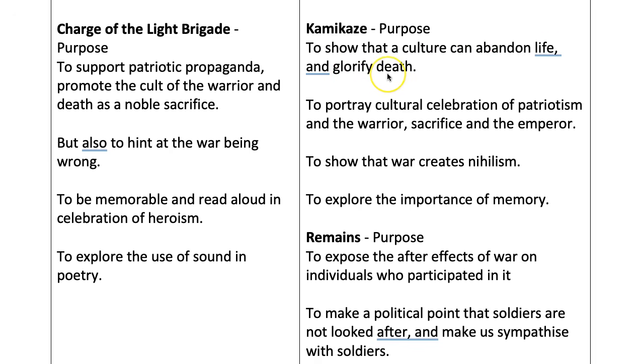It also glorifies death. It portrays a culture that puts patriotism at its heart, celebrates the warrior and the sacrifice in order for a ruler, for the king in this case, in Charge of the Light Brigade and the Emperor in Japan. However, Kamikaze also shows that war creates a sense of nihilism. It's a protest. The nihilism in the Light Brigade is actually seen as noble.